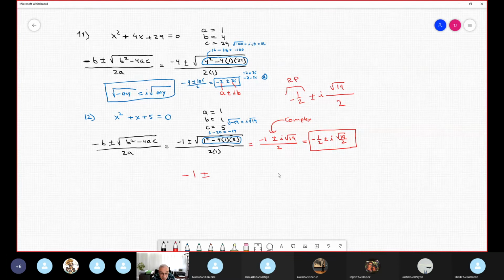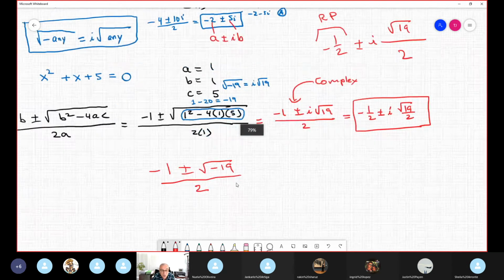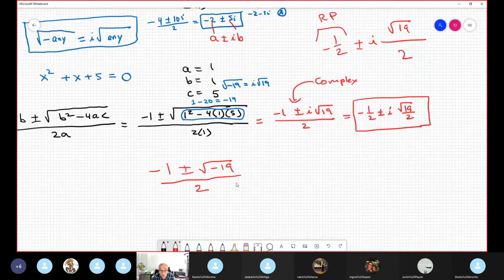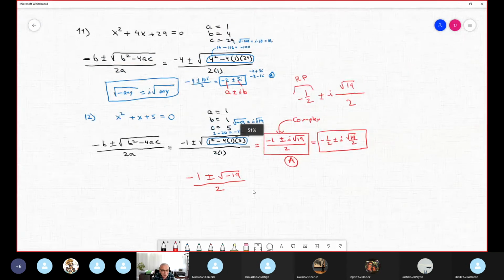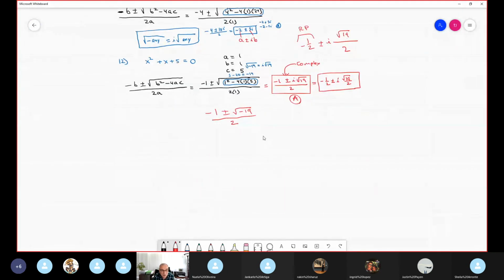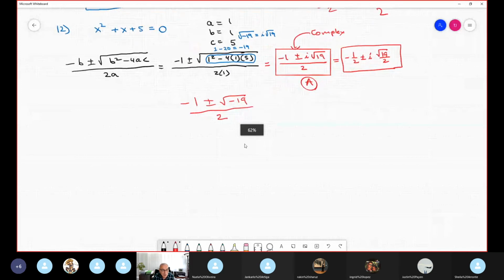Negative 1 plus or minus square root of negative 19 divided by 2 is not a complete job, so you need to continue working. You need to know that when the square root of a negative number is imaginary, you put I. So it's option A. But option A is written like that. You know, there are different styles of teachers. This is just the cosmetic part of the process: you split or not the common denominator.